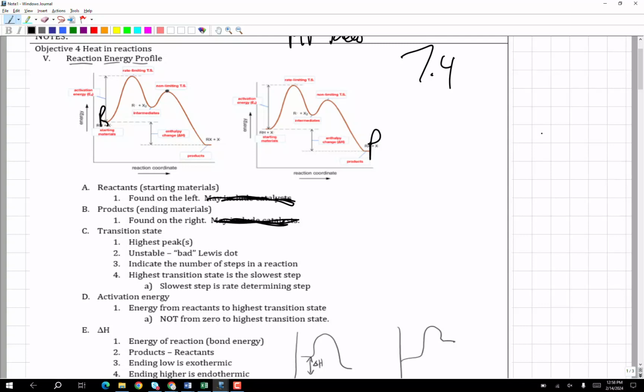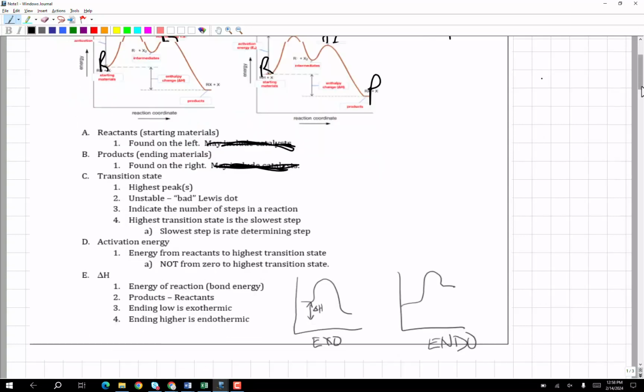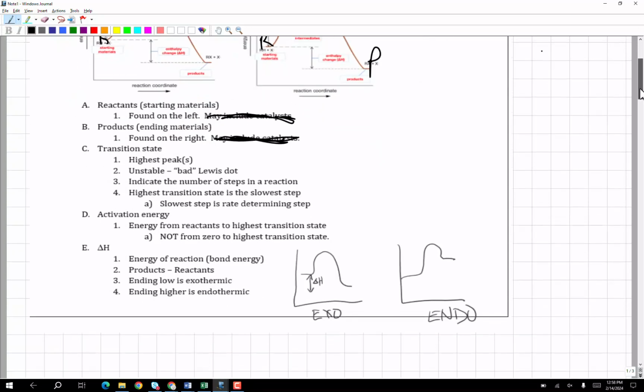The transition state is the highest spot. This is my transition state, the highest peak. They indicate the number of steps in a reaction, and you're only going to have one for this.